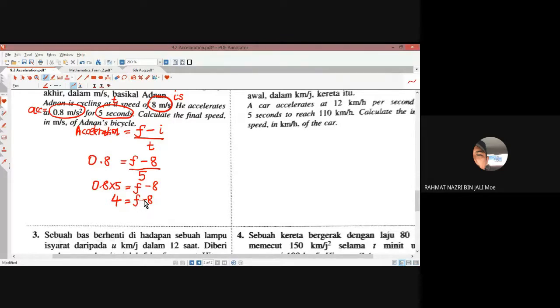Then to remove negative 8, we move to the left side. So 4 plus 8 equal to F. 4 plus 8 is equal to 12. So we can get the answer. F is equal to, the final speed is 12 meter per second.